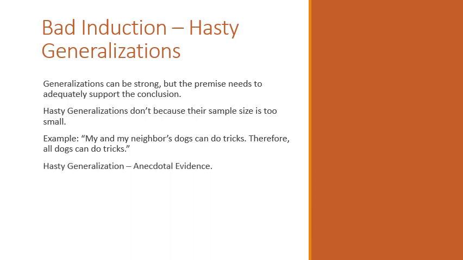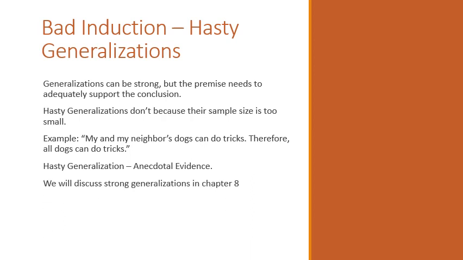Now, it can be done right, but hasty generalizations are sometimes referred to as anecdotal evidence. Anecdotal evidence is just another way to point to a hasty generalization, where you just have this story, this one piece of data, and you're trying to generalize from that, and that doesn't work.